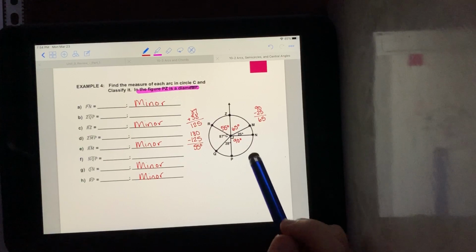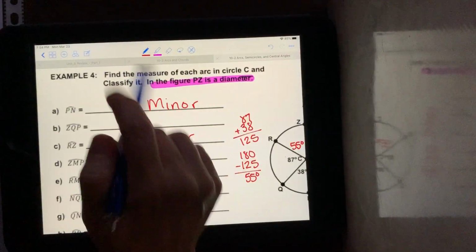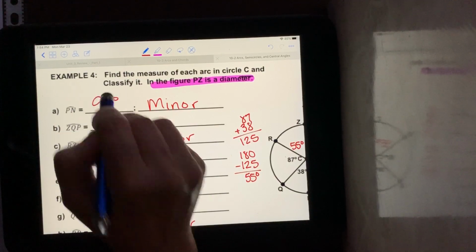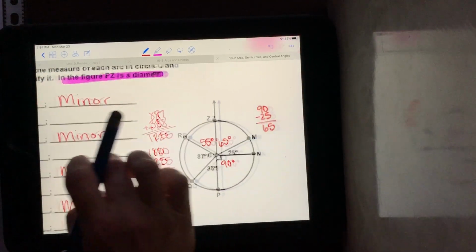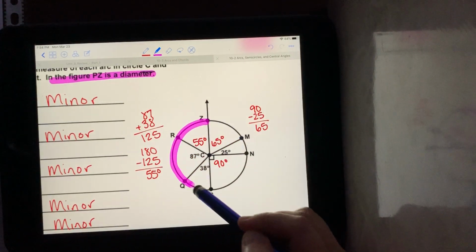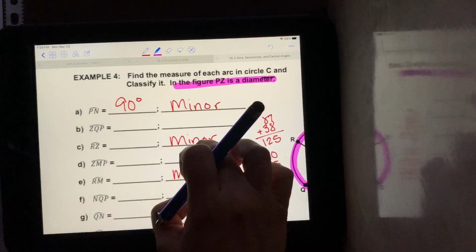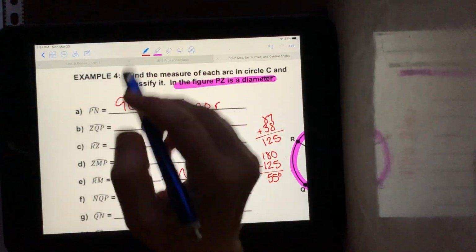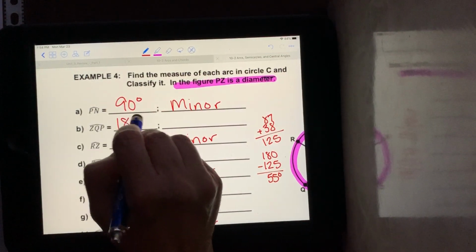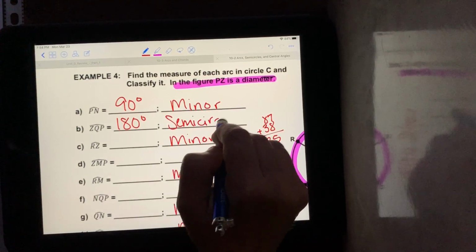So let's answer. Here we go. P to N, minor arc PN, we see as 90 degrees. ZQP, so let's highlight that. ZQP connects your diameters, so that is a semicircle. We don't need to add them up. If we know it's a semicircle, we know it's going to be 180 degrees. You're always welcome to add that to check just in case.